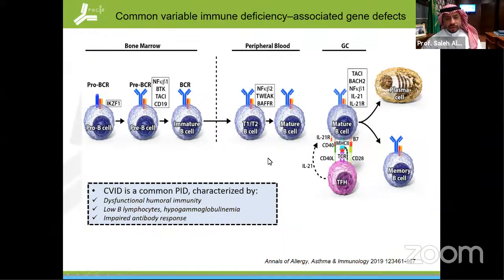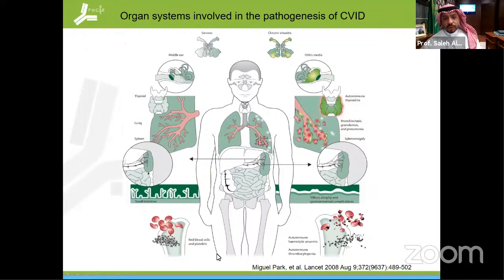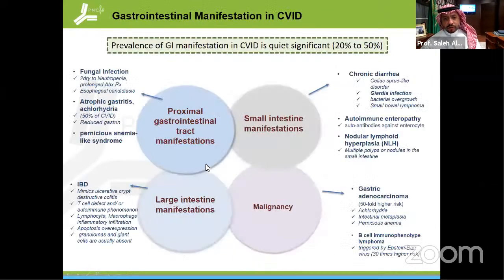We don't need to go over the genetic causes of common variable immune deficiency, but you need to know that common variable immune deficiency is characterized by dysfunctional humoral immunity with low B lymphocytes, hypogammaglobulinemia, and impaired antibody response. The manifestations might be a wide spectrum, including GI and non-GI, as I have mentioned before, but the GI is a significant part of the manifestations of patients with common variable immune deficiency.